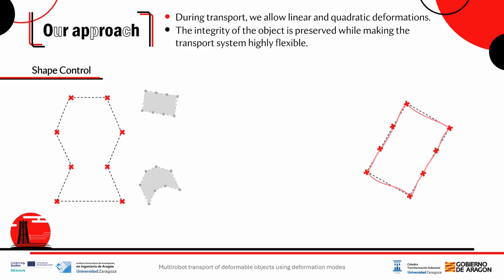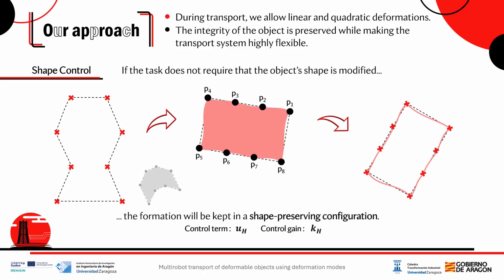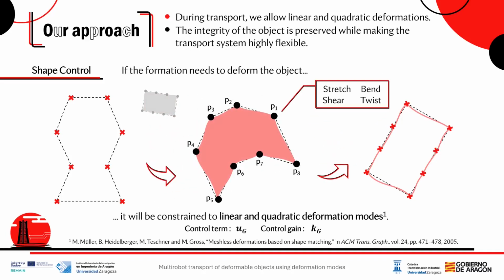During the manipulation task, two situations can take place. If the task does not require that the object's shape is modified, the formation will be kept in a shape-preserving configuration. But if the formation needs to deform the object, it will be constrained to linear and quadratic deformation modes, allowing stretching, shearing, bending, and twisting while avoiding other unsuitable and unpredictable deformation patterns.